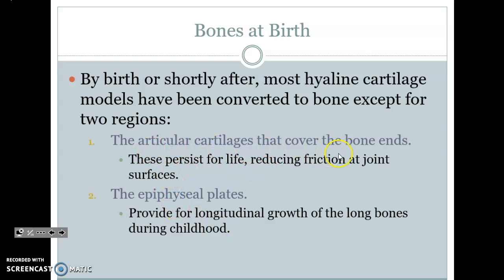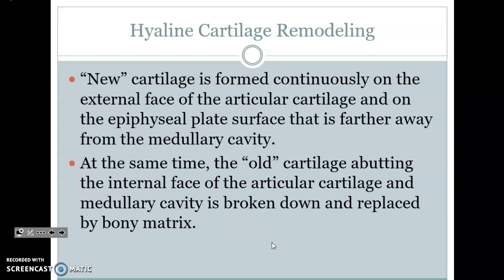So that articular cartilage, like I said, stays on there forever just to keep your joints safe. And the epiphyseal plates allow for what's called longitudinal growth, so the length of the bones, that will allow growth to continue through childhood until you get to the point where it fuses, like I said, and it turns into an epiphyseal line.